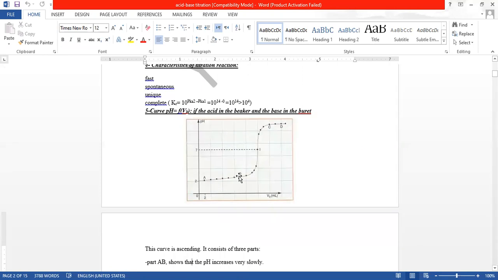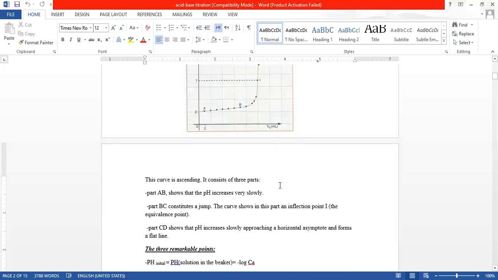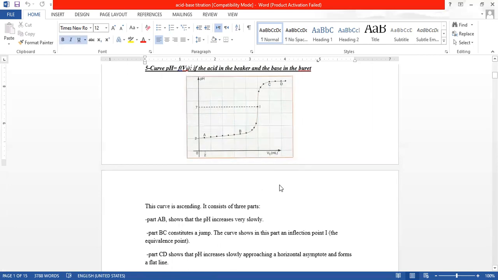In the first case, when we have the acid in the beaker, the curve pH = f(VB) is an ascending curve, consisting of 3 parts. In the first part, pH increases slightly. In the second part, pH increases rapidly to form a jump, and it includes the equivalence point, which is I. In the third part, CD, pH increases slightly to form a plateau, which is the horizontal asymptote. And this curve can be drawn by using its remarkable points, which are the 3 points. It means it is enough to know 3 remarkable points to draw or to sketch the profile of this curve.